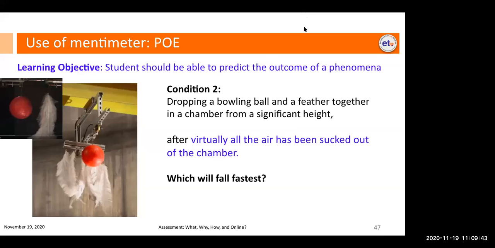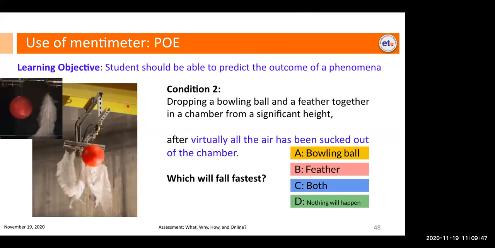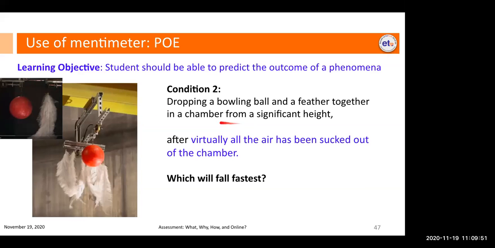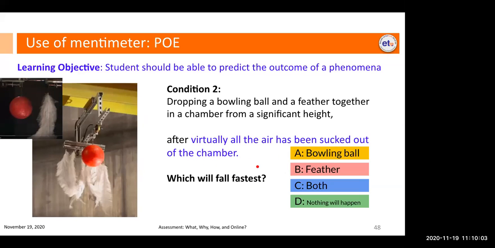Now, my objective remains the same, and now I have a second condition. The ball and feather will be dropped in a chamber, and the condition is that virtually all the air has been sucked out of the chamber. Okay. So which will fall fastest? These are the same options.